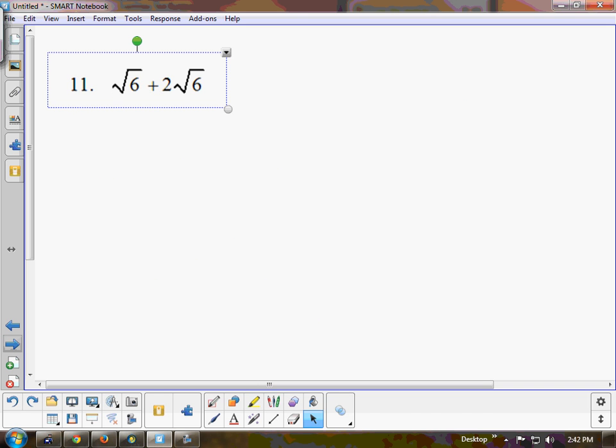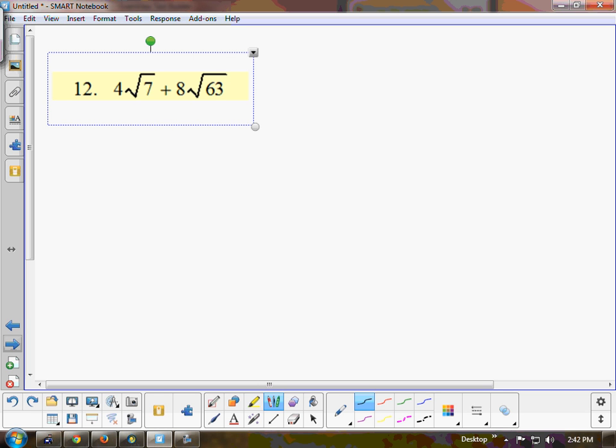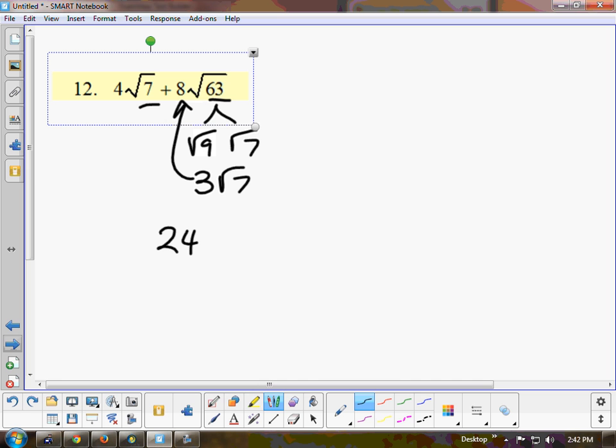Number 11, 1 of these plus 2 of these is 3 of these. Done. Number 12, these do not match, but 63 is really radical 9 times radical 7, which turns into 3 radical 7, but remember the 8, so that's 3 times 8, which is 24 radical 7, and then you got to add 4 radical 7 to that, and 4 plus 2 is 6 radical 7, and it checks out.